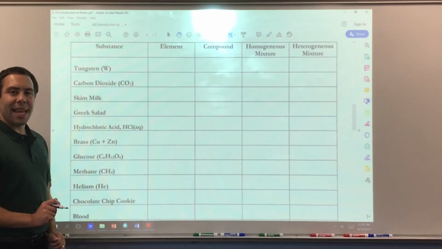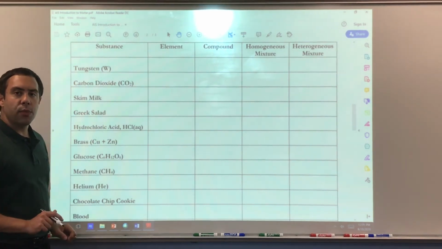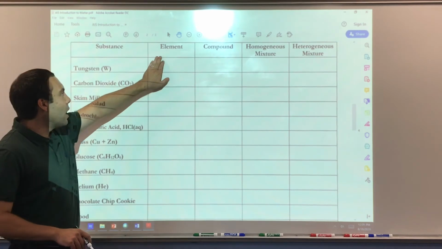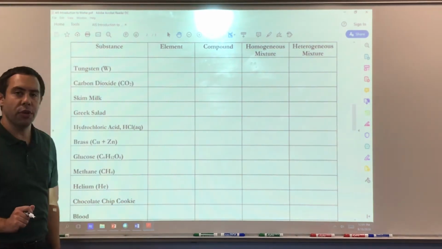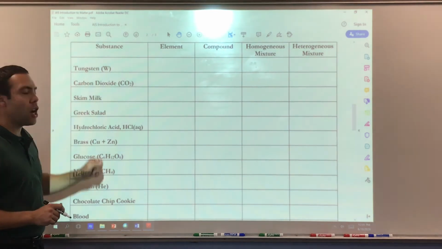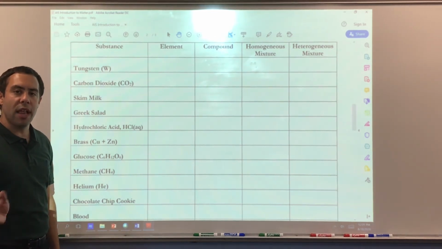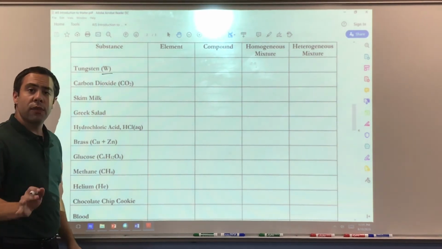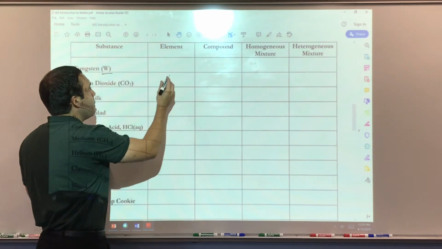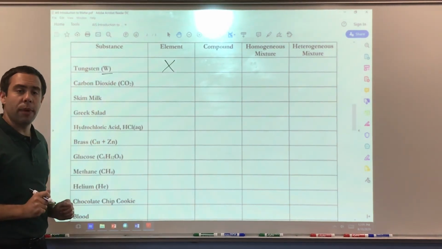Here we have a data table with a bunch of different substances. And for each substance, we must determine whether it's an element, a compound, a homogeneous mixture, or a heterogeneous mixture. For the first one, we have tungsten. Now, tungsten is one of the elements on the periodic table of elements. It's represented by the capital W. So very simply, capital W, one capital letter, that's an element.